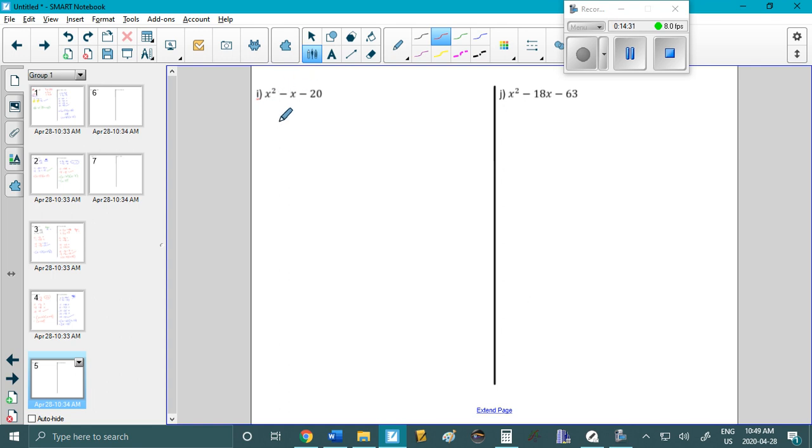So in this case, we need two numbers that multiply to negative 20 and add to what? Oh, right. This is a 1, so add to negative 1. If we have two numbers that multiply to a negative, we know it's a positive and a negative. If they add to a negative, that means the negative will be the bigger number. So let's do this. 20 divided by 1 is 20, so plus 1 minus 20, or minus 1 plus 20.